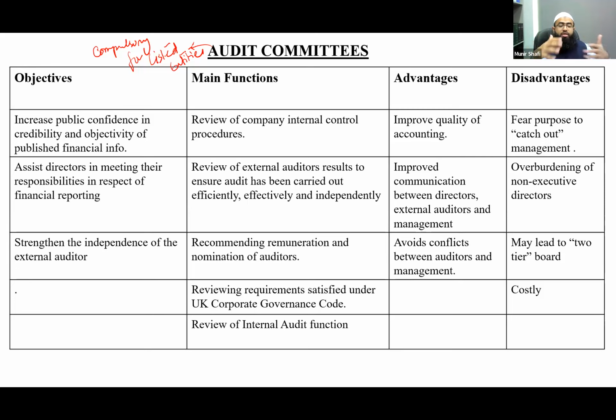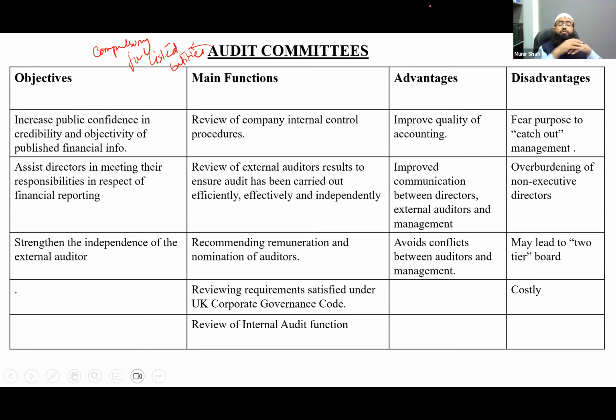Recommending remuneration and nomination of auditors. Obviously, we know the audit committee recommends the auditors. They propose the remuneration of the auditors. Reviewing requirements satisfied under the UK corporate governance code or any other corporate governance code in any other jurisdiction. Review of the internal audit function. What are the advantages? Obviously, an independent team, an experienced team, having an oversight of the affairs, having check and balance, benefits all over. Improving quality of accounting, improved communication between external auditors and management, avoiding conflicts between external auditors and management, or between internal and external audit, and things like that.